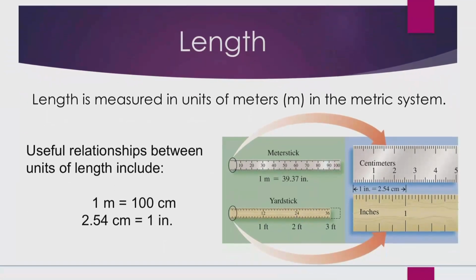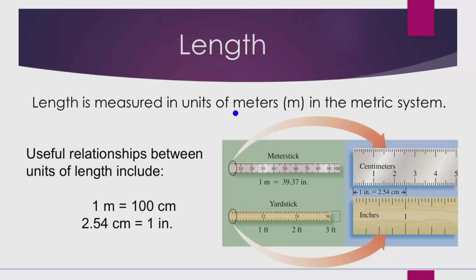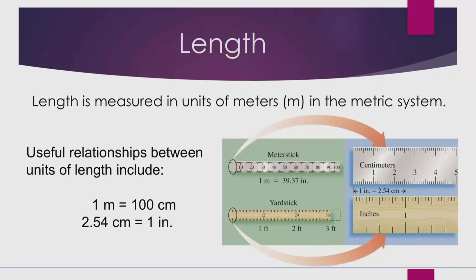Okay, so getting into some of our individual units, length is measured in units of meters in the metric system. Some useful relationships between units of length within the meter system is 1 meter equals 100 centimeters.